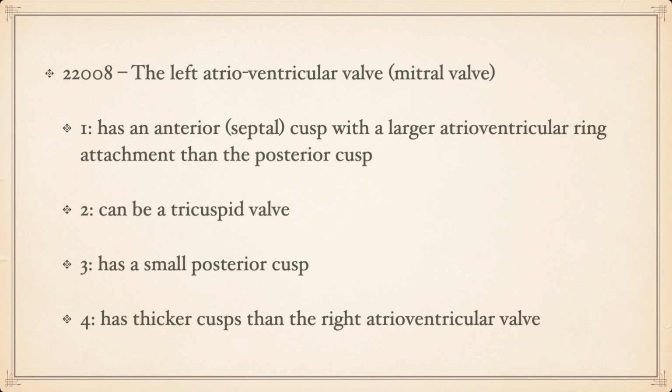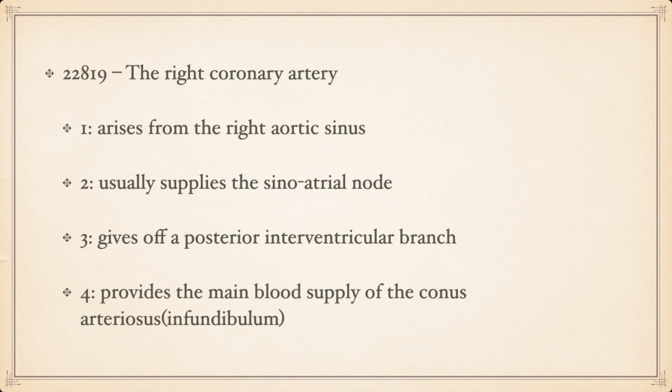3, has a small posterior cusp. Well, if you were talking about the tricuspid valve, that would be true. The posterior cusp of the tricuspid valve is smaller than the other two. However, in the mitral valve, the posterior cusp is 2/3 of the annulus, so that is incorrect. And 4, has thicker cusps than the right atrioventricular valve. The cusps of the mitral valve are much thicker than those of the tricuspid, so that is true.